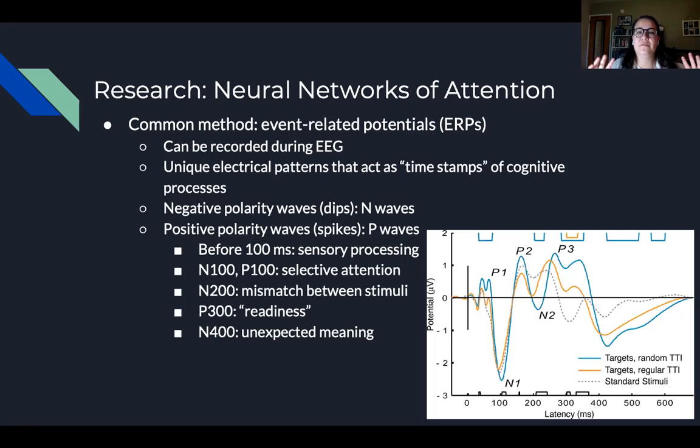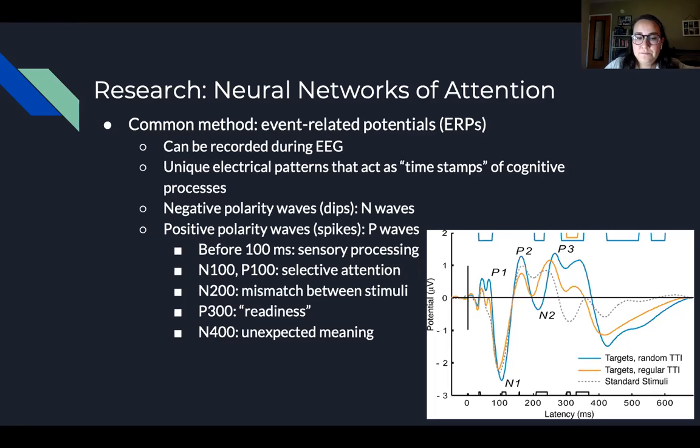I know that this probably feels like a lot of information, and you're like, oh my gosh, there's a graph with different colors and polarity, what's happening? But we're going to go through that. One of the most popular methods has been the study of the timing of when our attentional processes occur, and then connecting them to different brain areas via what are called event-related potentials.